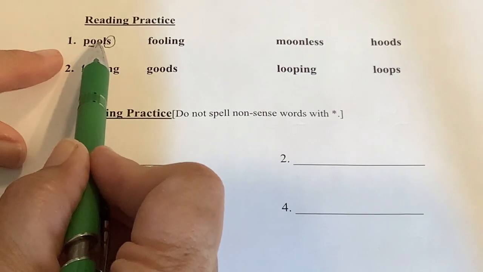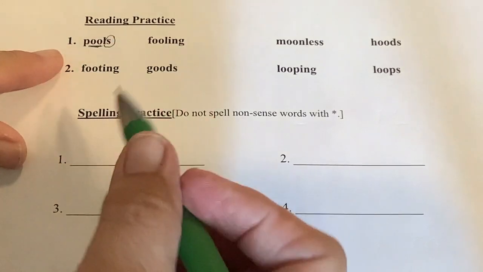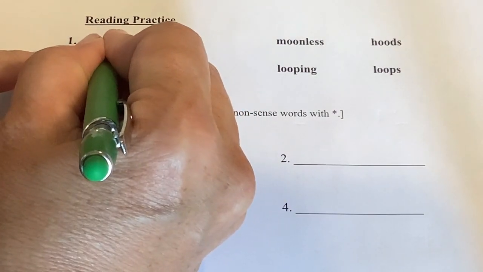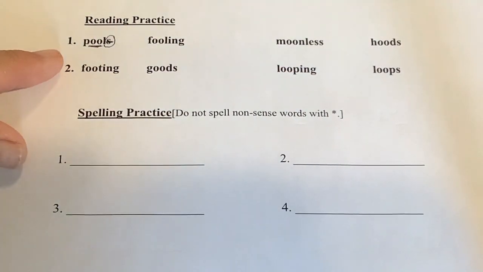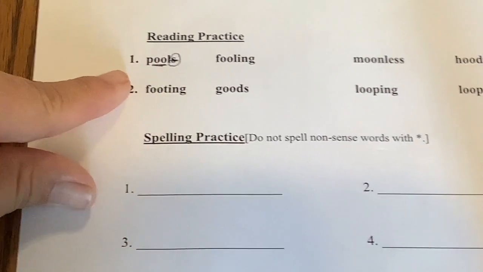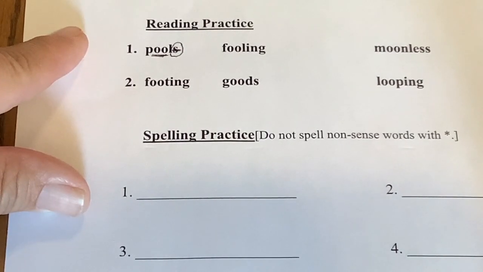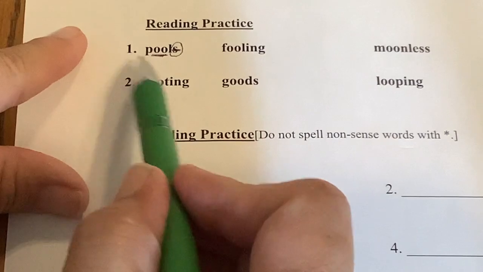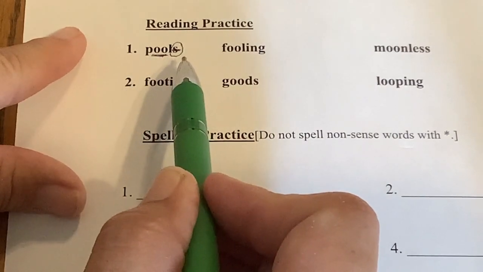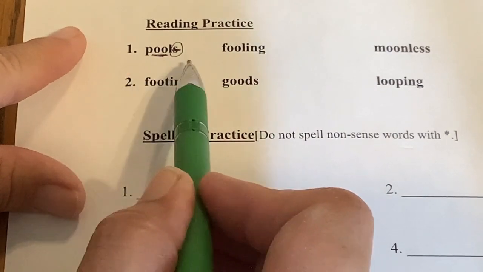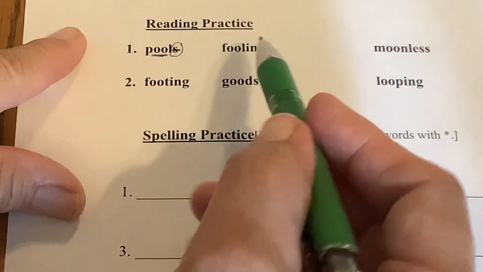Is it vibrating? Good, it is. When you touch your throat, you can feel it vibrating. So let's put a voice line on that. Let me zoom in a little bit more so you can see that. Let's put a voice line on it. So we know suffix S is going to make the Z sound. Can you read that word? Pulls. Pulls. Very good. Let's go to our next word.